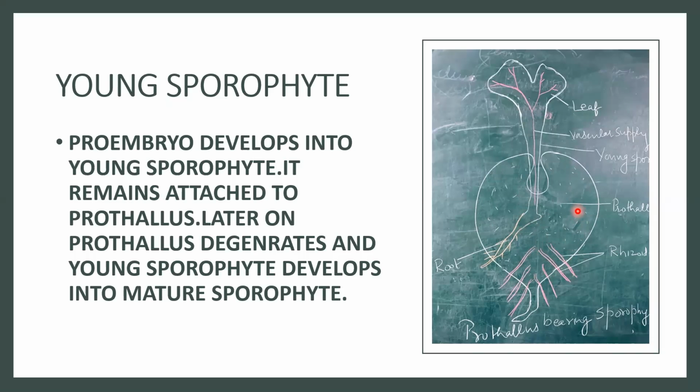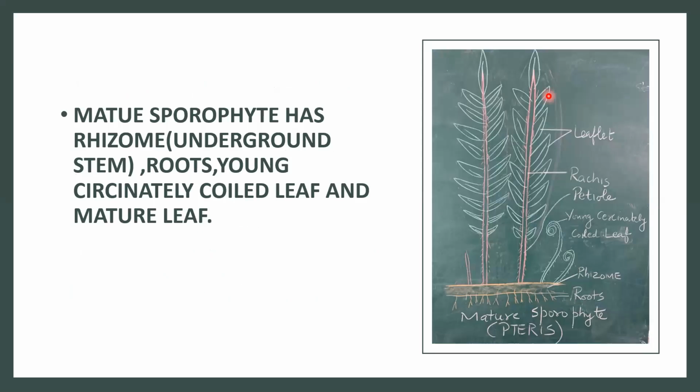The prothallus is green in color, so it is autotrophic in its mode of nourishment. And this is the proembryo developing into a young sporophyte after differentiation of organs. This is the development of the root, and this is the development of the leaf from the leaf region. And this is the vascular supply to the various parts of the leaves. Ultimately, the young sporophyte remains attached to the prothallus, and is dependent on it, but later on this young sporophyte will develop into a mature sporophyte.